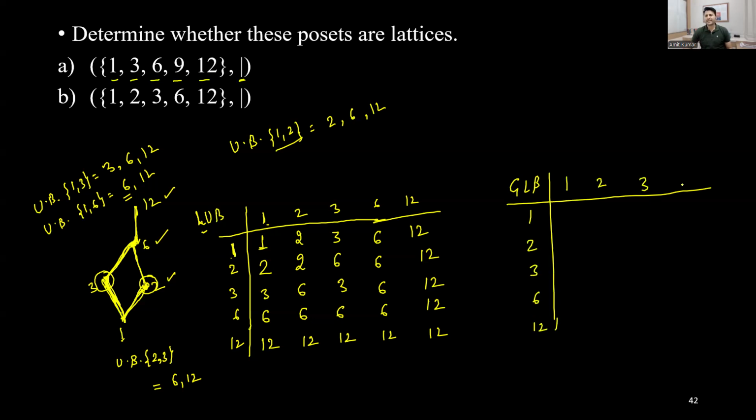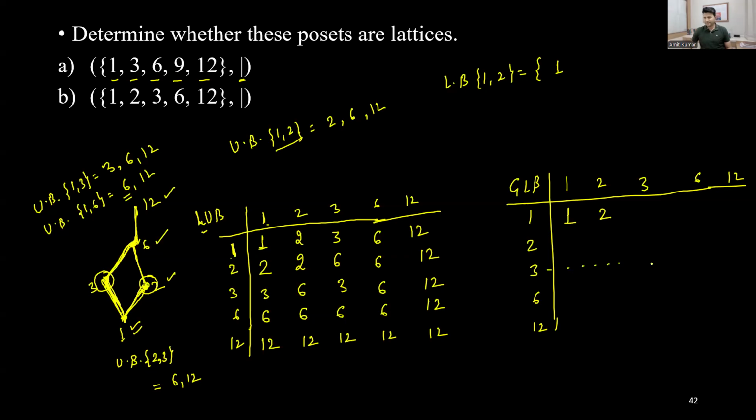1, 2, 3, 6, 12. As already discussed, the greatest lower bound or least upper bound for the same element is itself. Now I am talking about 1 and 2. So what are the lower bounds of 1 and 2? See the hasse diagram. The lower bound of 1 and 2 is the common lower bound. It is only 1. 1 is the lower bound of itself, and 1 is the lower bound of 2. There is no other element which is a common lower bound of 1 and 2, so only 1. So the greatest lower bound of 1 and 2 is 1.